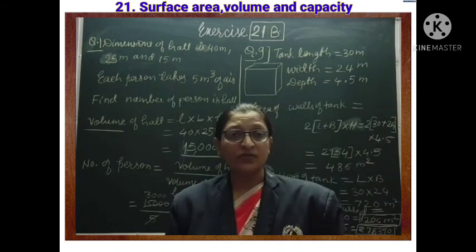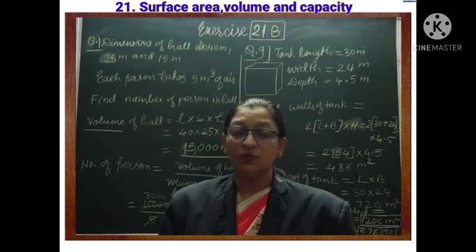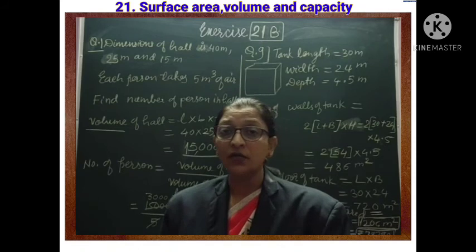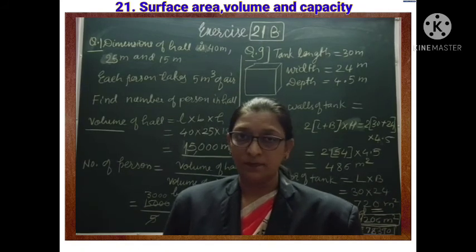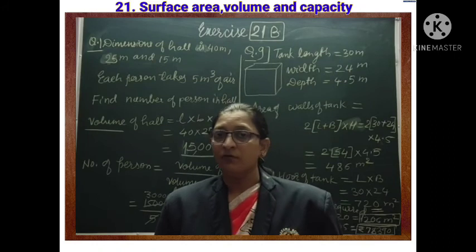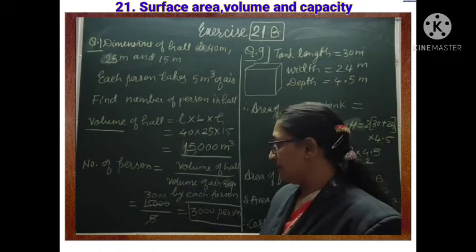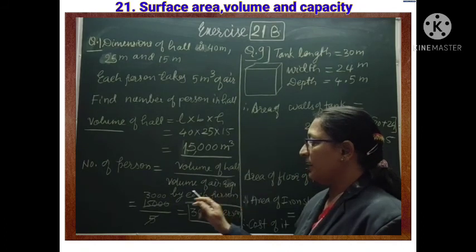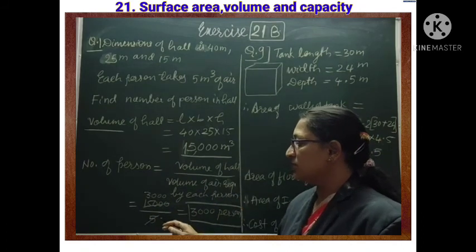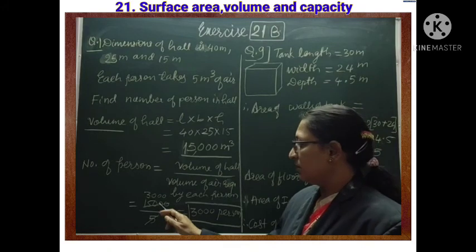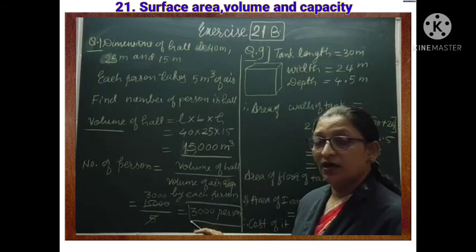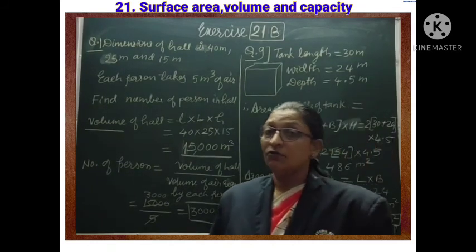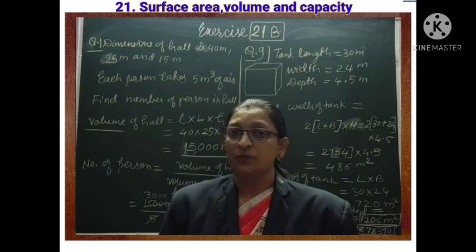Now, the number of persons sitting in the hall is equal to the volume of hall divided by the volume of air consumed by a person. By taking this formula, we will find out the number of persons. Volume of hall divided by volume of air required by each person, that is 15,000 divided by 5 equals 3,000. So there are 3,000 persons sitting in the hall, or a hall can hold 3,000 persons.